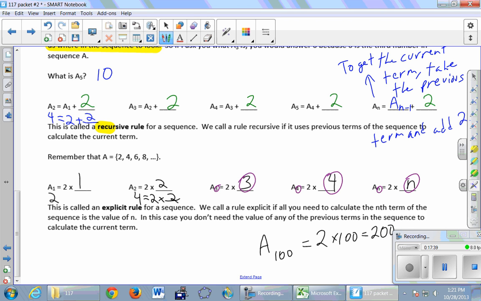Okay, we'll go back to Mary. Last paragraph here. Does that make sense? All we needed to know was that n was 100, and then we could just zip to the answer. That's an explicit rule.